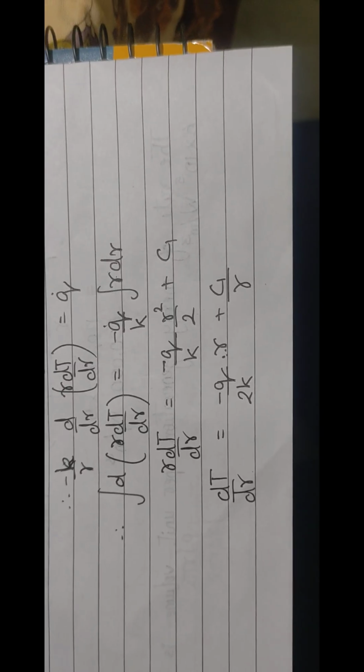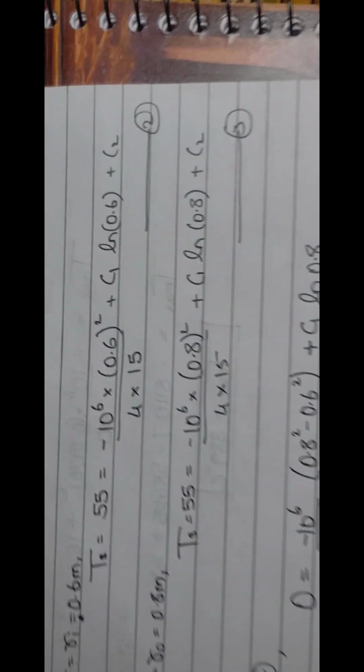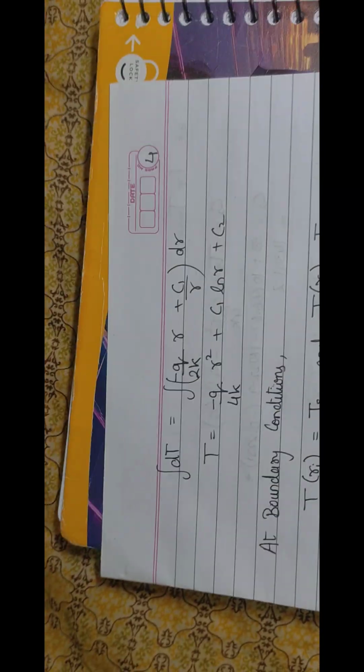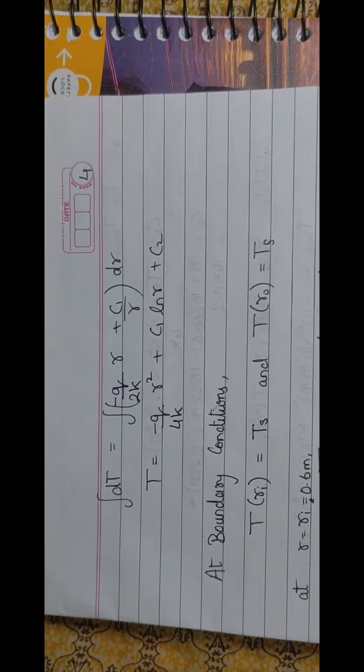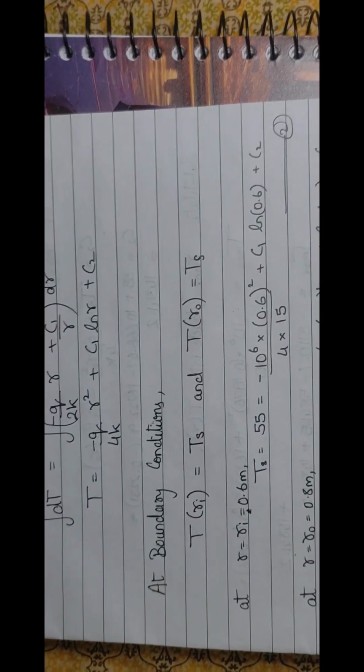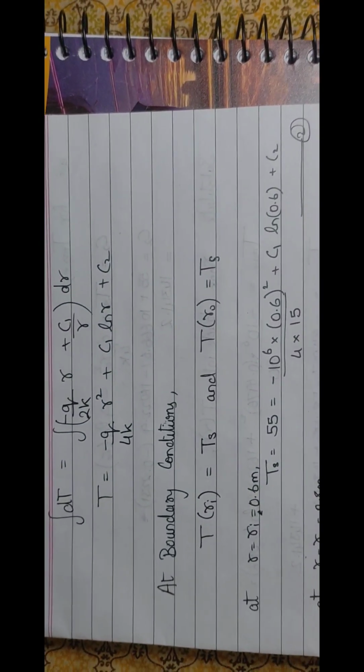Now we can again divide the r in the LHS to the RHS, and so we get the dT by dr equation, and we need to once again integrate it. So upon the second integration we get another value C2. So we should have 2 boundary conditions to get C1 and C2.